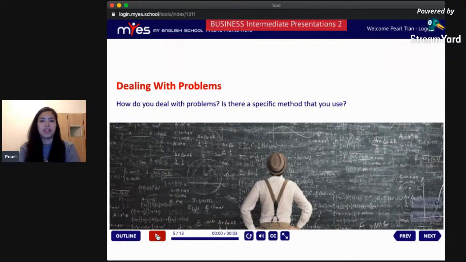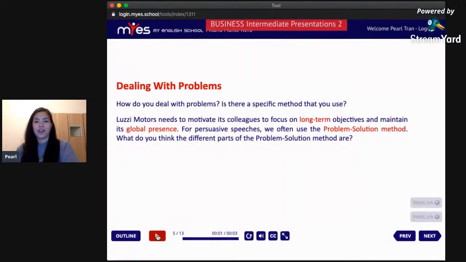Is there a specific method you use? I already told you my method. A lot of it is come up with solutions for myself first and then go to friends or colleagues to express my problem and see if their solutions are similar to the solutions that I have come up with by myself. All right. If you have any other methods for problem solving, please write it in the chat.